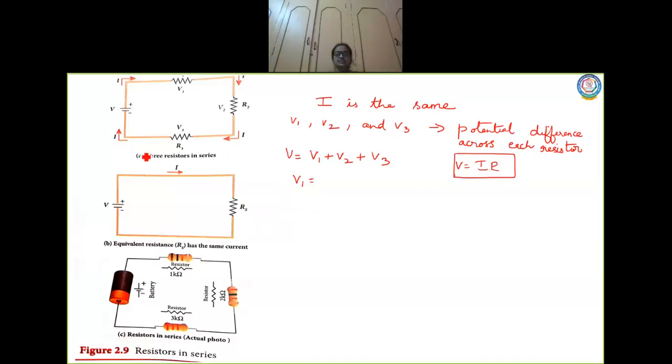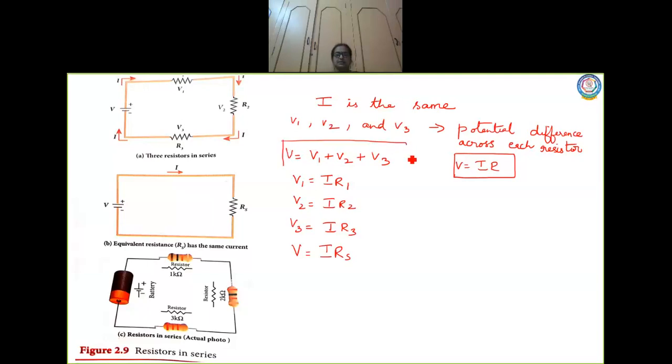So based on these three resistors, I am going to write V1 as I into R1. Similarly, V2 as I into R2. Similarly, V3 as I into R3. Okay? Current remains the same, so same value of I. Now, what will be the effective total potential difference? That is equal to the sum of the individual potential differences. So the total potential will be V equal to I into Rs, right? Yes or no? Now I am going to substitute all these values in this equation.